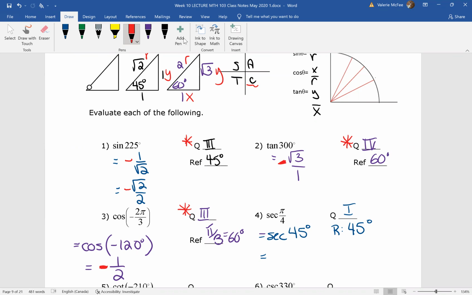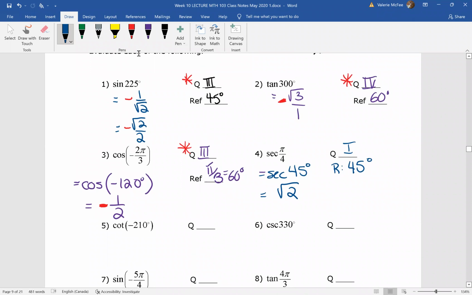So the secant of pi by 4 radians, the question is, what is the secant of 45 degrees? This is not the answer. Now remember that secant is the reciprocal of cosine. So we're looking at r over x. In the 45-degree triangle, r over x is root 2 over 1, or just root 2. And of course, in quadrant 1, all of the ratios are positive.